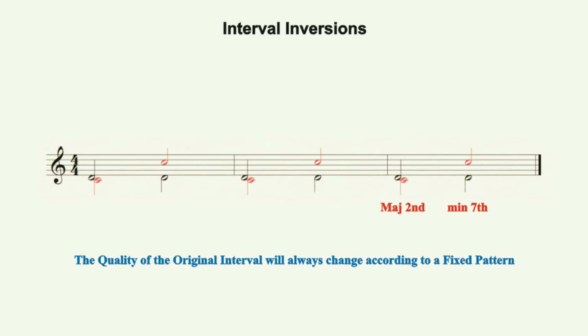Thus, our major second becomes a minor seventh upon inversion. A minor sixth will become a major third. A perfect fifth will become a perfect fourth, and vice versa. An augmented fourth will become a diminished fifth on inversion, and a diminished fifth will become an augmented fourth.